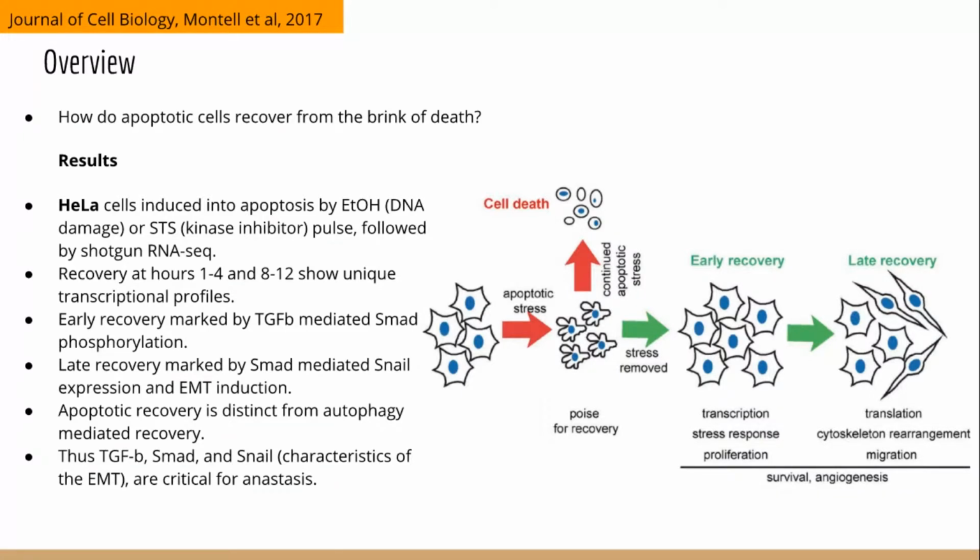And also in a more general sense, understanding how cells survive severe apoptotic conditions can also have major implications for many diseases like Parkinson's disease or Huntington's disease or diabetes or you name it. So the recovery from cell death mediated by TGF-beta, SMAD, and snail. Let's get into the specifics.